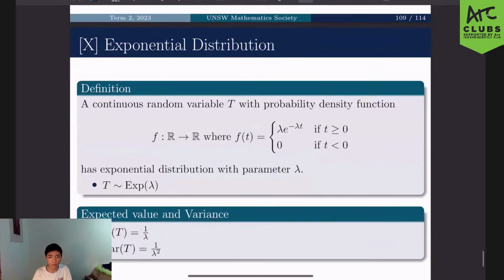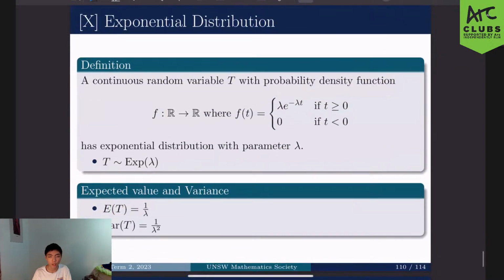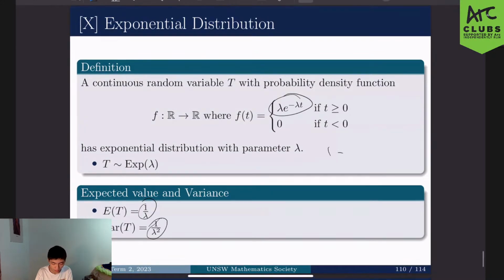Okay, finally, we have the exponential distribution. How this works is basically this continuous random variable has this distribution: lambda e^(-lambda t). Expected value is 1 over lambda, variance is 1 over lambda squared. Note that the cumulative distribution function is when we integrate from 0 up until that particular value of x that we're interested in, and it'll actually look like 1 minus e^(-lambda t).